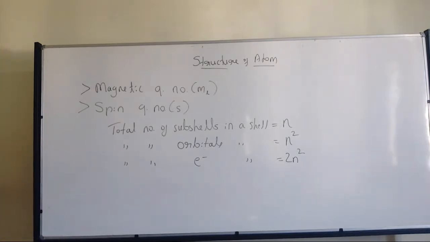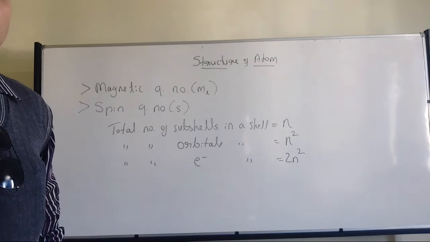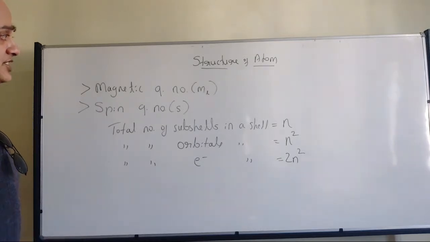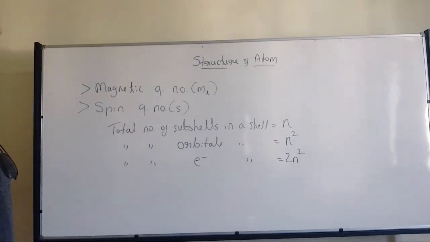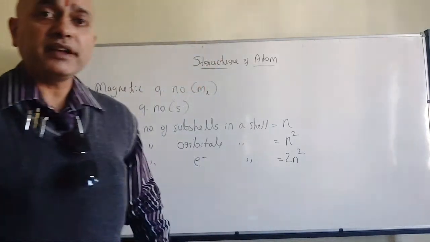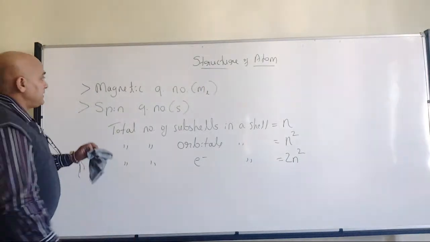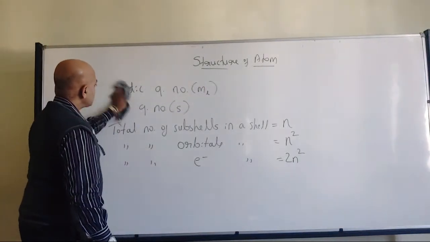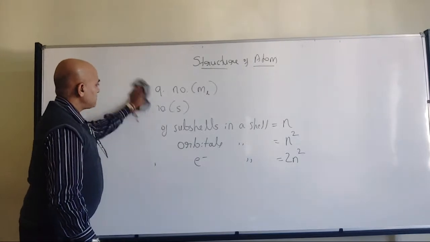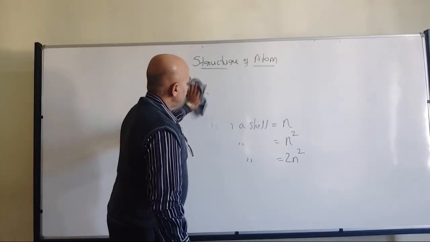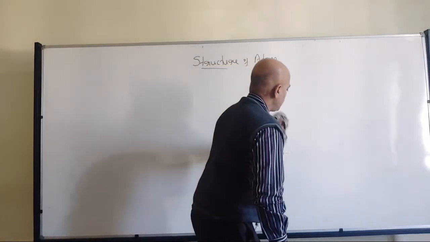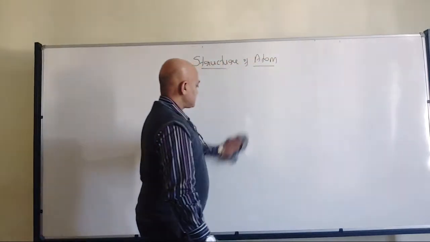So if I want to find out the total number of subshells available in a given shell, it will be n, total number of orbitals in a given shell will be n square, and total number of electrons in a given shell will be 2n square. Based on this we can solve some of the questions very fast. But when it comes to board exam, we have to follow the steps, no doubt.